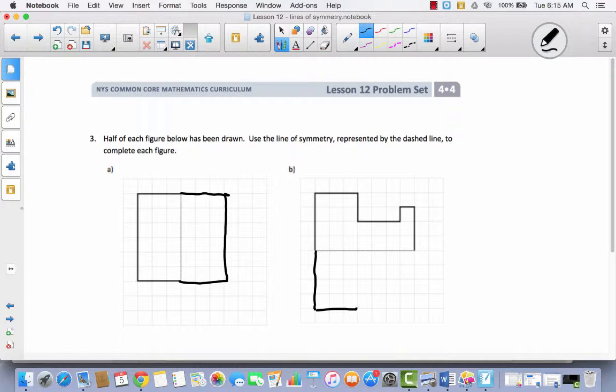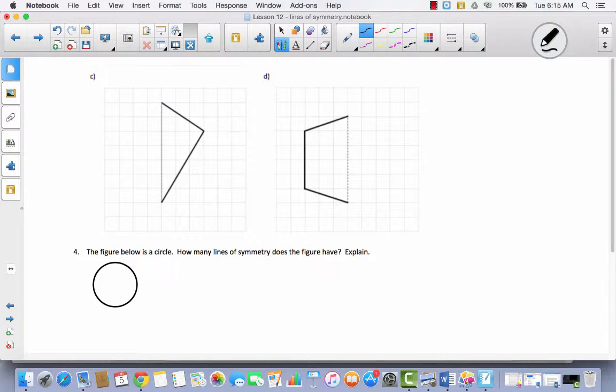I'm going to go 2 spaces back towards a line of symmetry. And then you go over 3. And you go away from the line of symmetry 1. And you go over. And then you match it up. Okay? All right, let's try these last 2.